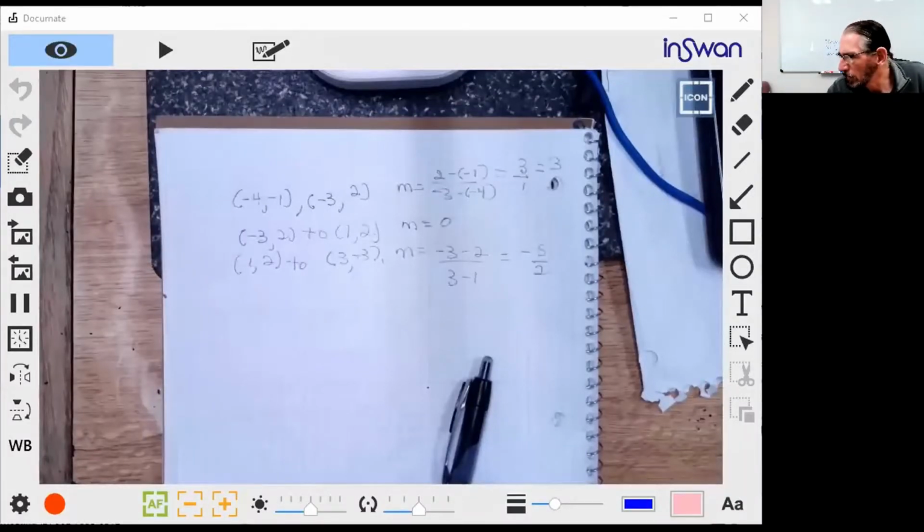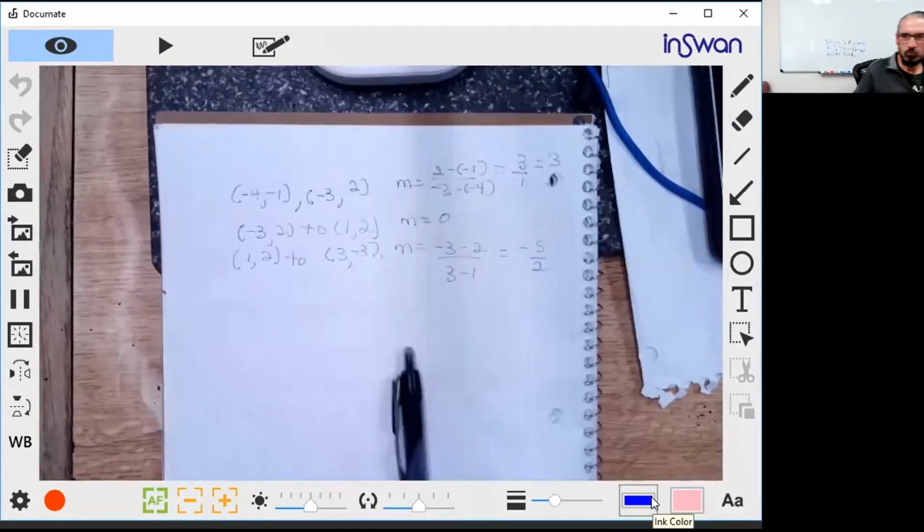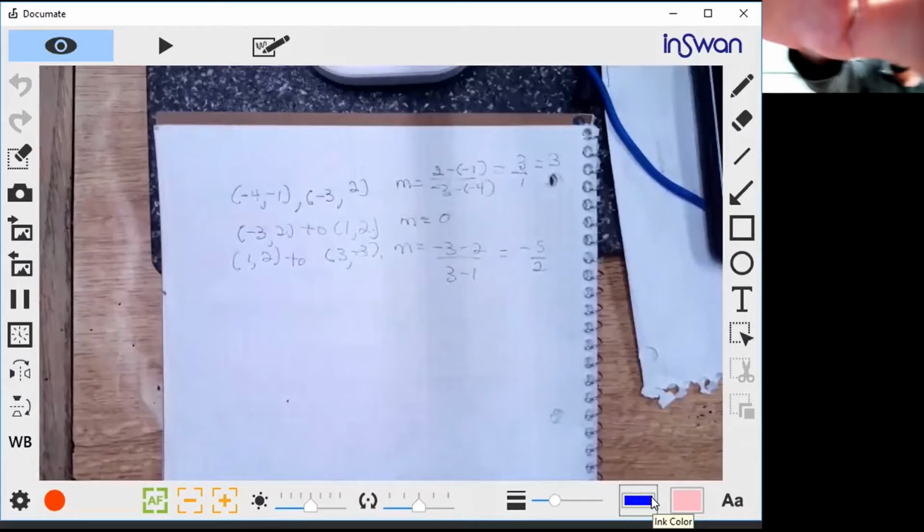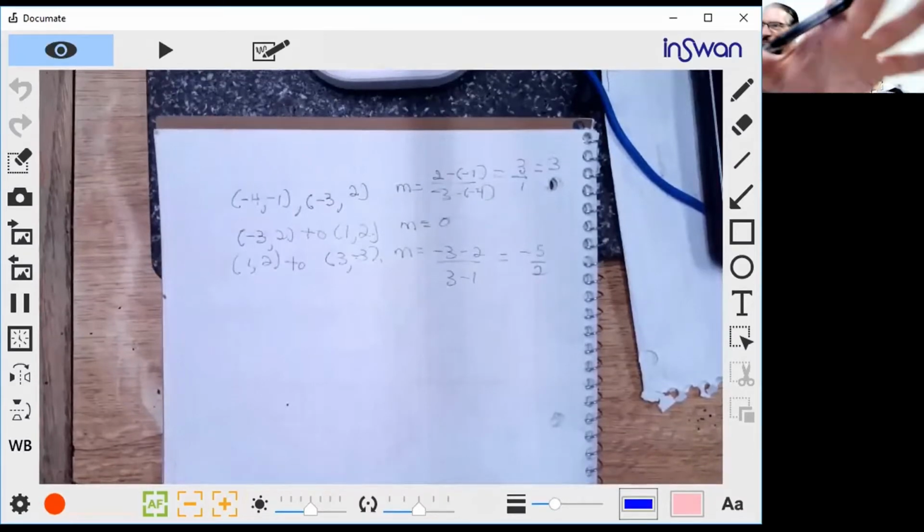So how about those piecewise functions? Where's that noise coming from? I'm trying to mess around with my Zoom meeting here.